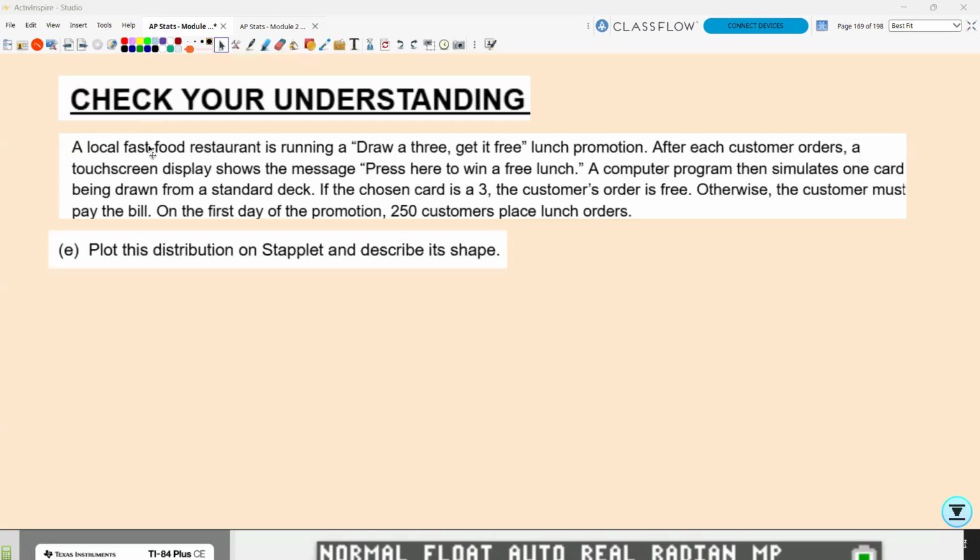Part E just wants you to plot this on Stapplet and describe its shape. I added this part just so I could show you on Stapplet how you can get this pretty easily. You would not want to use your TI-84 to get a histogram of this stuff. So watch how I do it.